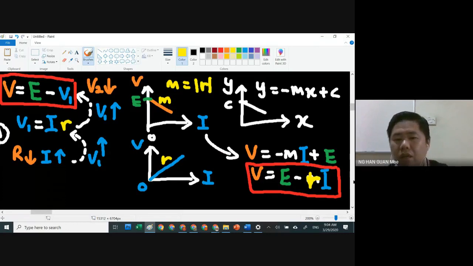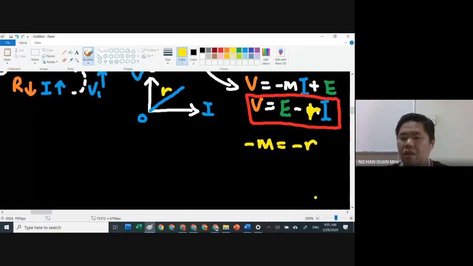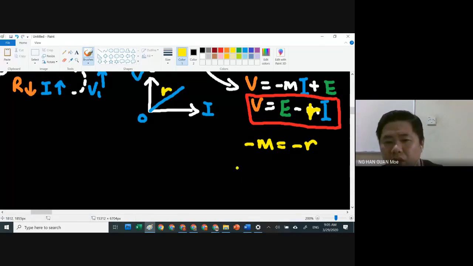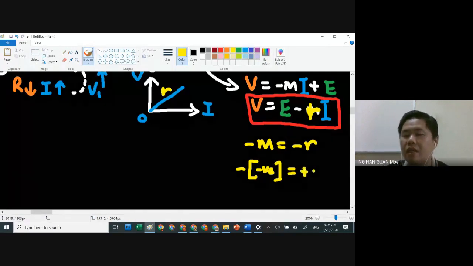So how to say? Based on this one, you see, we got negative M equal to negative R. But we have negative because we know that the graph has a negative gradient. So that's why the formula becomes negative M. When we calculate the result, M will be negative. So when you substitute the negative value of M, you will get the positive internal resistance.